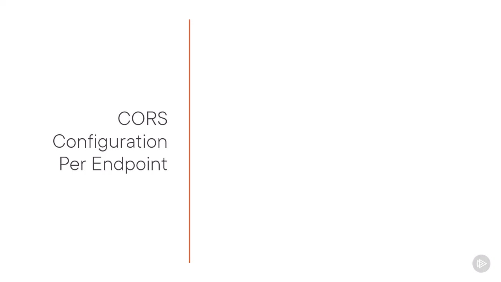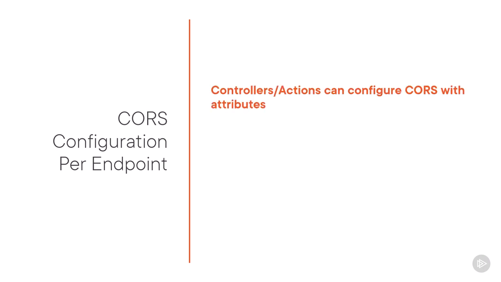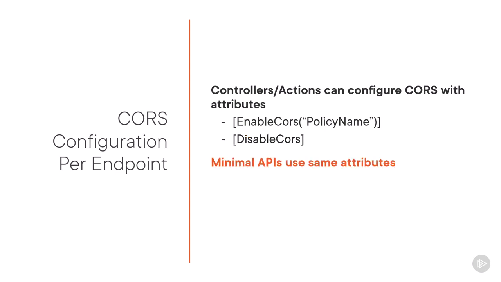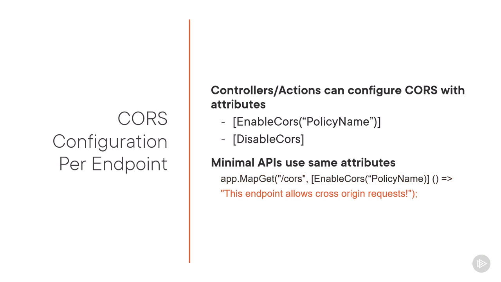For even more granularity, you can configure CORS on a per endpoint basis. At the MVC controller or action level, you can use attributes to enable CORS for a specific policy or to disable CORS if you specified CORS at a higher level at the controller or global level. Minimal APIs can use the same attributes, allowing you to specify CORS using a lambda expression as usual and an EnableCors attribute applied to it.